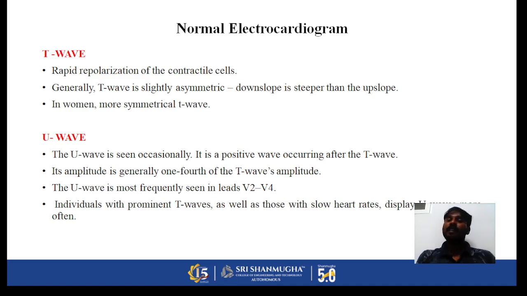Generally, the T wave is slightly asymmetric, and the downslope is steeper than the upslope. In women, the T wave is more symmetrical.